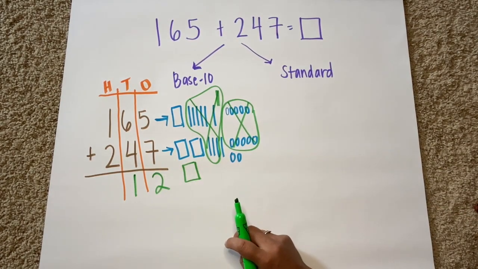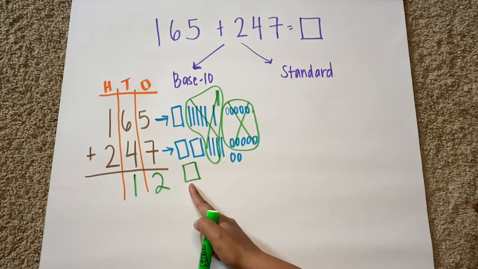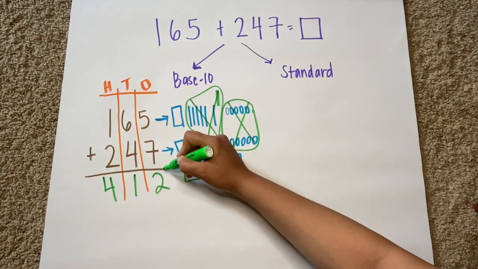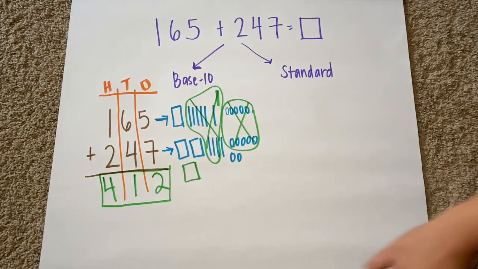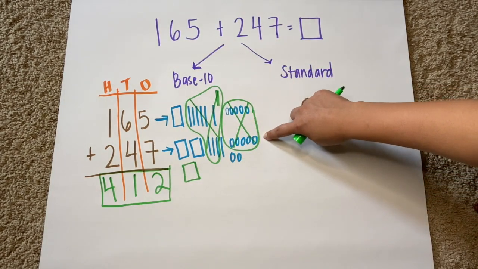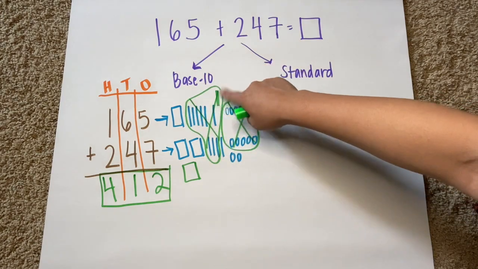Now I can add my hundreds. 100, 200, 300, 400. So I have 4 100 blocks. And my answer is 412. Do you notice how I clearly circled when I made a 10 ones and I crossed it out? I clearly circled when I had 10 sticks and then crossed it out.